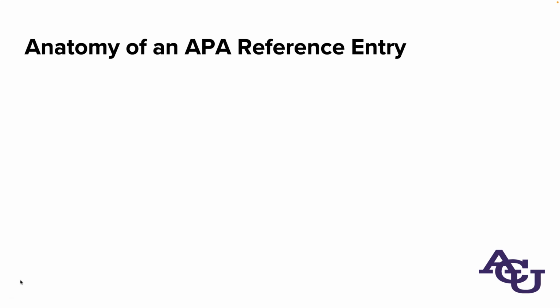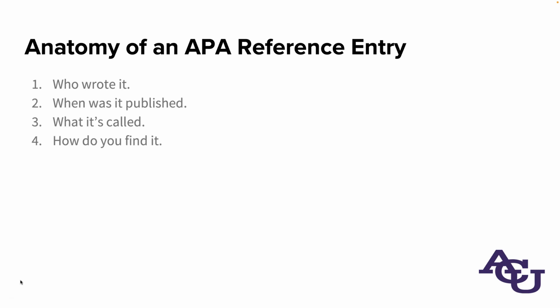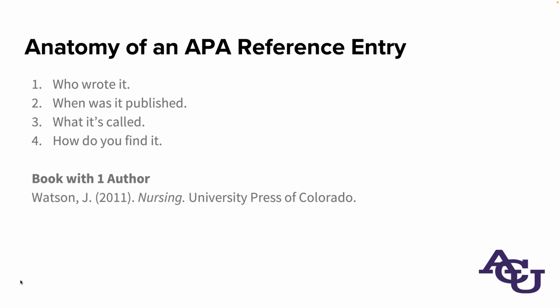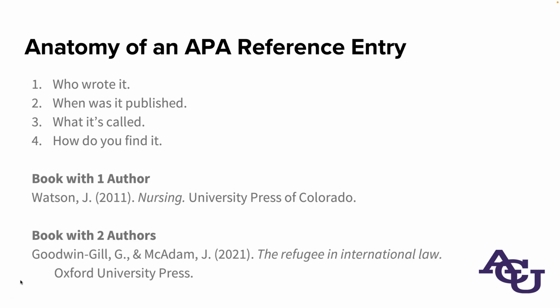So let's break down those reference entries. That's going to start with who wrote it, when was it published, what is it called, how do you find it? And the how do you find it will vary depending on how it was brought to public access. But for a book, that's going to be listing the publisher, because you can track down the publisher or track down works by the publisher.